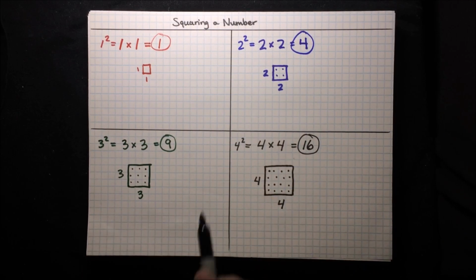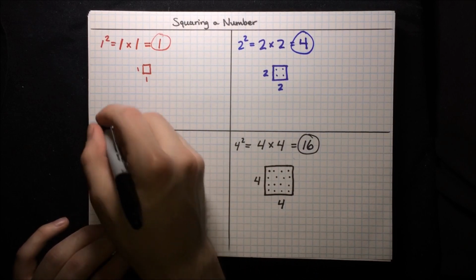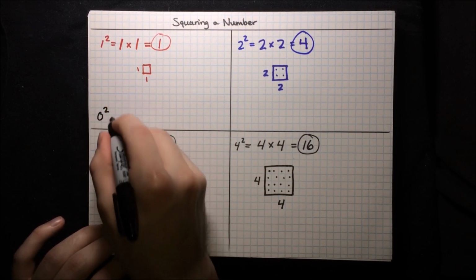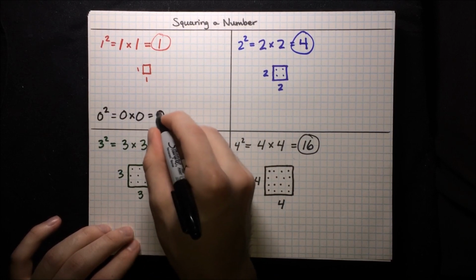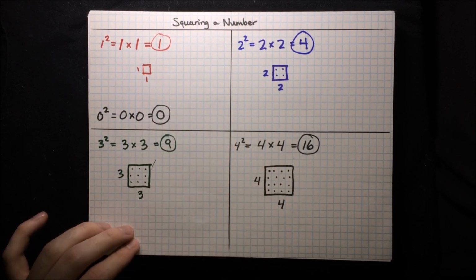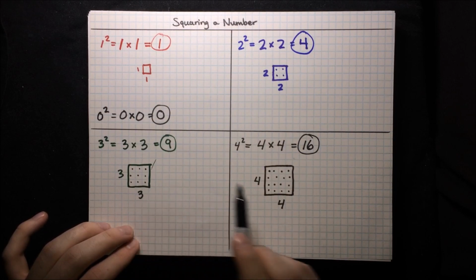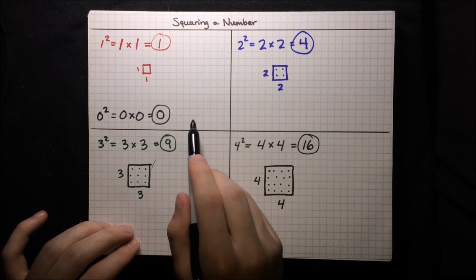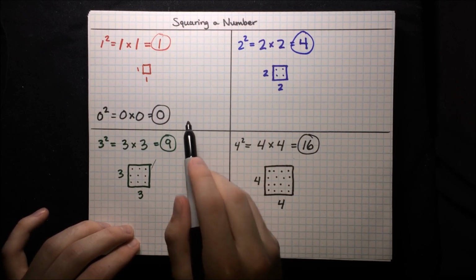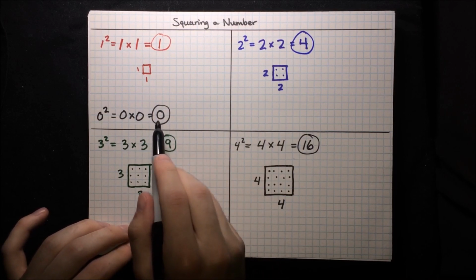We can even extend this idea of squaring to 0. 0 squared would just be 0 times 0, which is 0. And that also fits in nicely to our geometric interpretation. A square with side lengths of 0 is really just nothing at all, and if we have nothing at all, then the area of that nothing at all is going to be also 0.